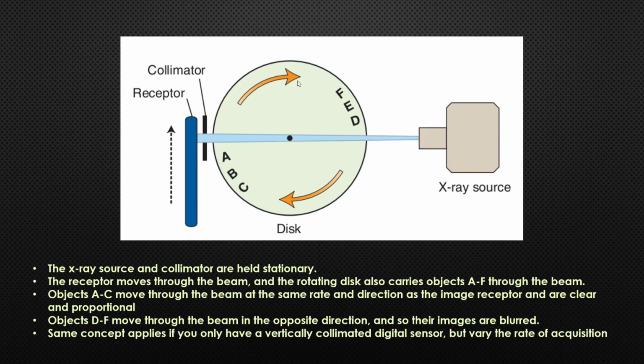And so just like with that, if this disc is rotating, if you move the receptor past the collimator at a rate that follows A, B, C precisely, then A, B, and C are going to be in focus. What's going to happen with F, E, and D? They're going in the opposite direction. They're actually going to be reversed, but they're going to be blurred. They're going to be hopefully unrecognizable.